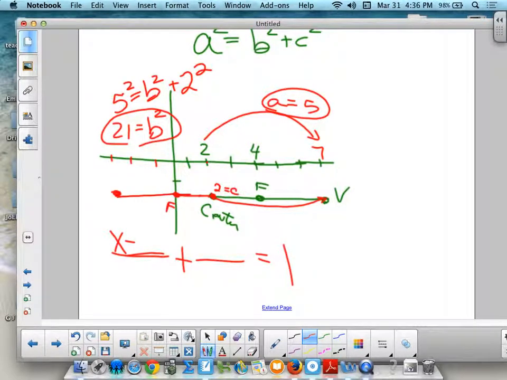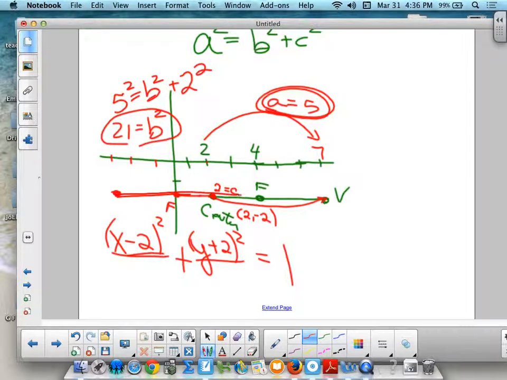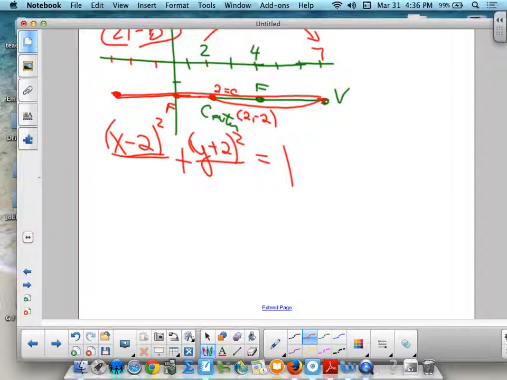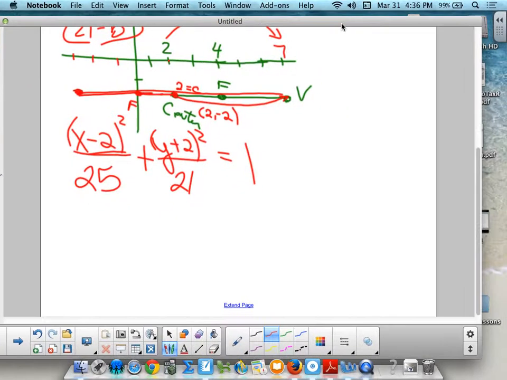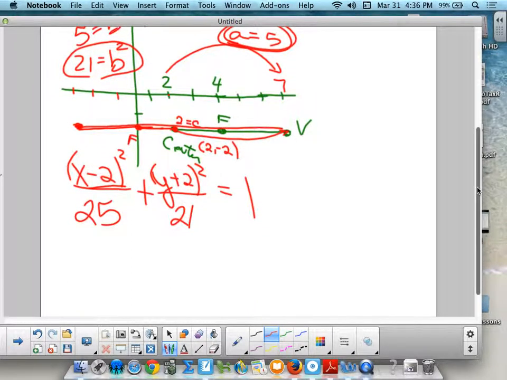x minus the center. The center of this thing is what? (2, -2). So it's going to be (x minus 2) squared, (y minus 2 plus 2) squared. A is 5, since that's the major axis, and the major axis is going horizontally, we will put it under x. So 5 times 5 is 25. What was B squared? If you look up again, guys, it's 21. I believe. I'm going to check myself. It is 21. Okay, we're done. That's it. Right there.